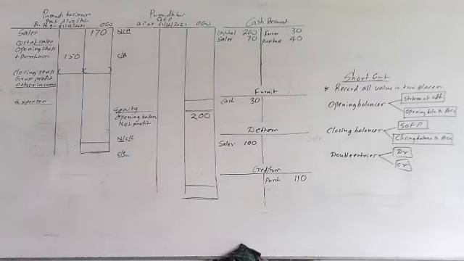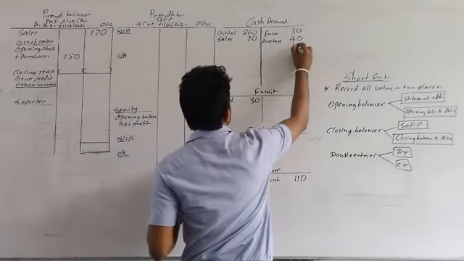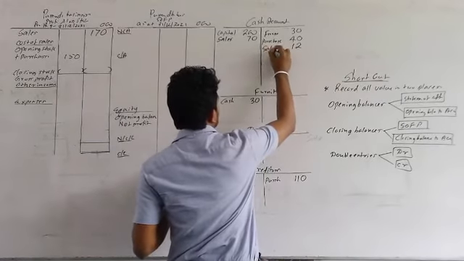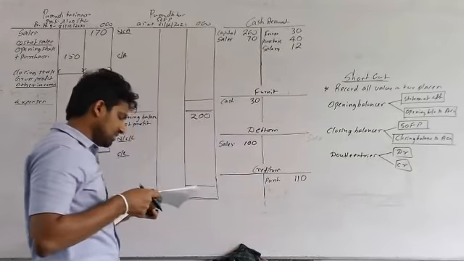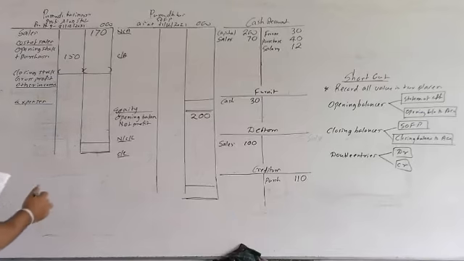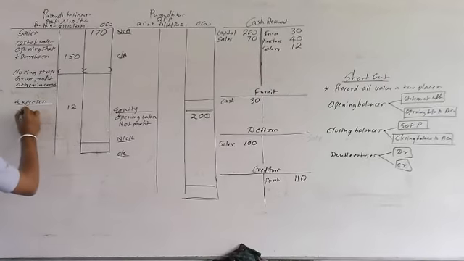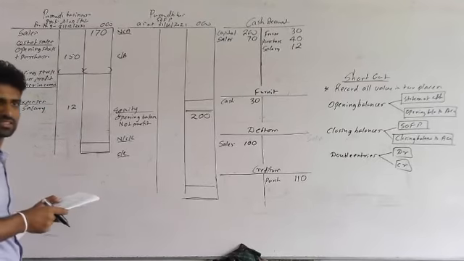Salary paid to employees 12, cash account credit 12, debit that to salary. Now we need to draw the salary account. Take that 12 straight away here as an expense, salary. Understand?